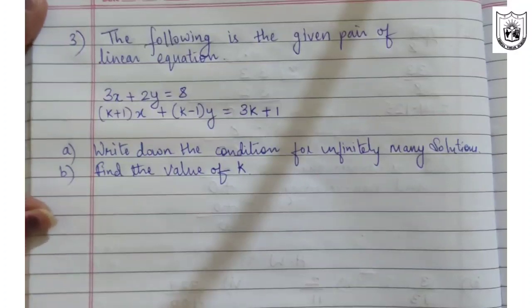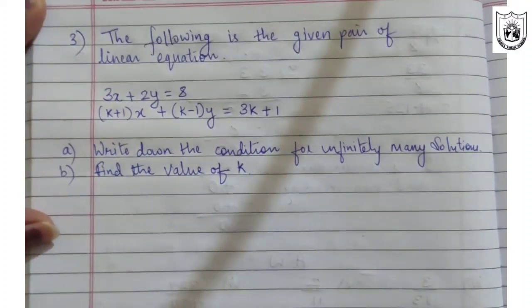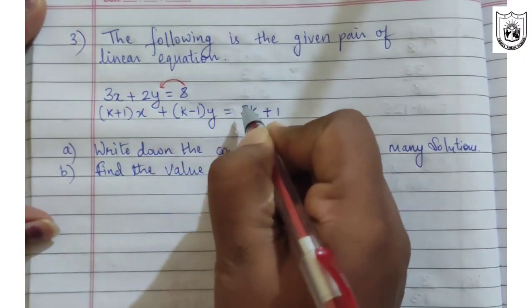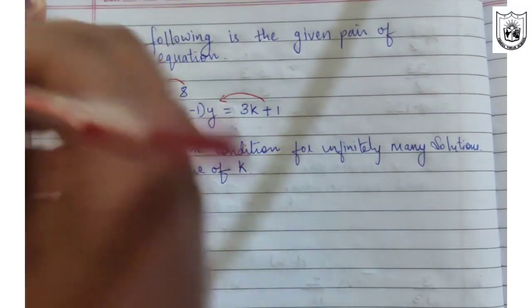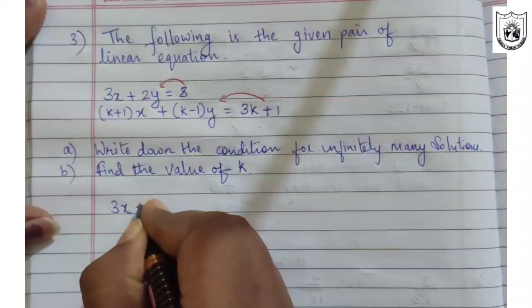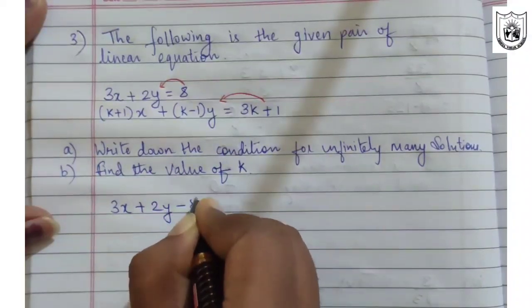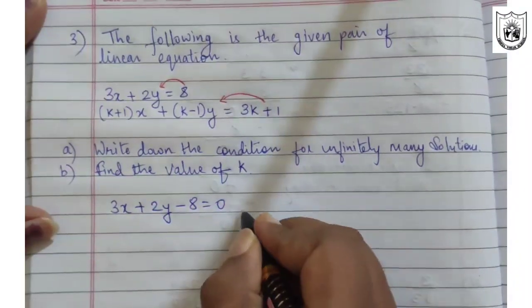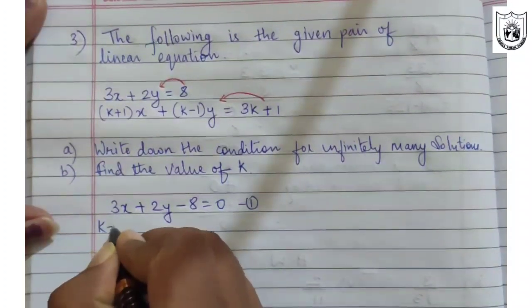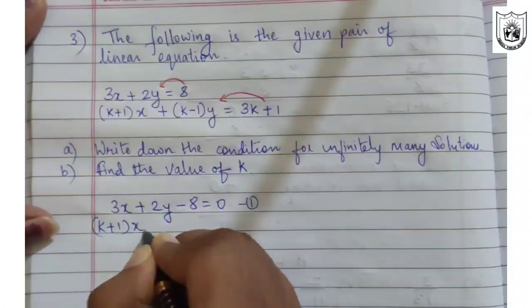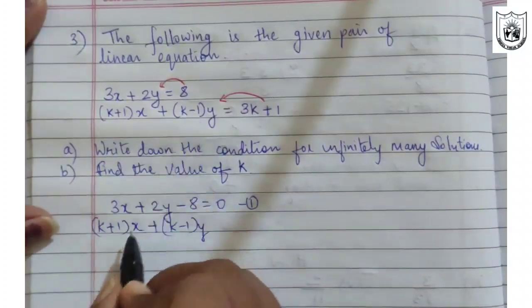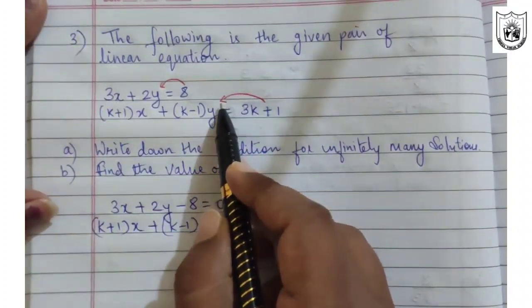We have learned that all three ratios will be equal, isn't it? So the first step here will be to transpose the constant and bring it to the left. Let us rewrite that. So we will have 3x + 2y - 8 = 0. This will be our first equation. Then (k+1)x + (k-1)y, we have copied the same thing here, and this term will be transposed to the left.